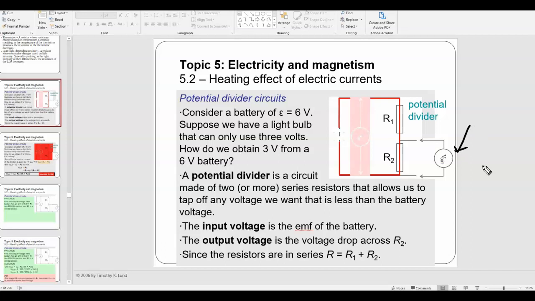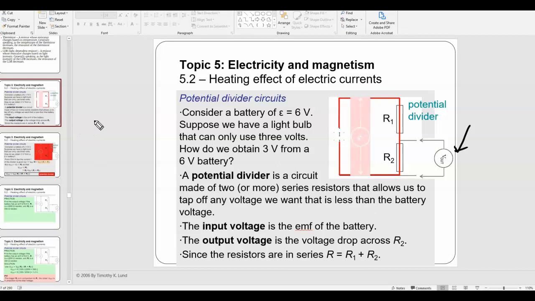In this example, we would put the light bulb here in the circuit where we call Vout. Now, Vin is what we call the input voltage. That's just the EMF from the battery or from the cell. The output voltage is usually across R1 or R2. It doesn't matter, but it is parallel with either R1 or R2, meaning it has the same voltage as one of those two resistors.